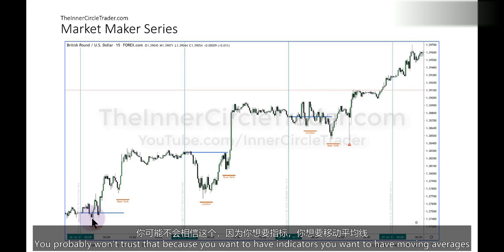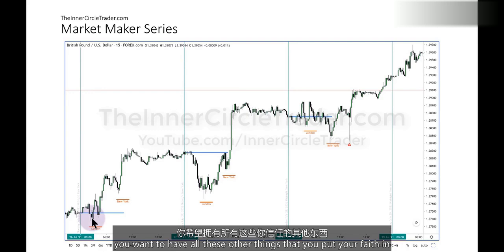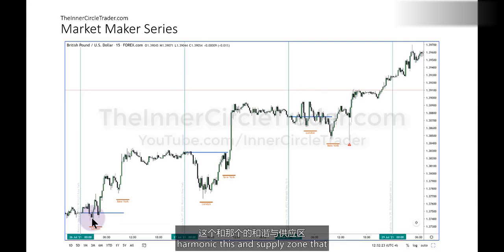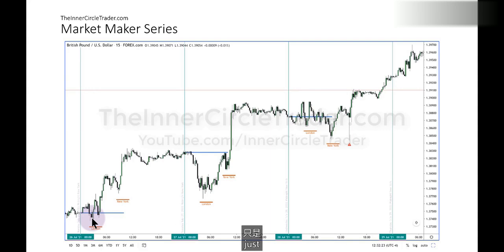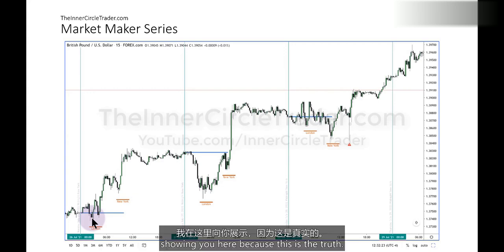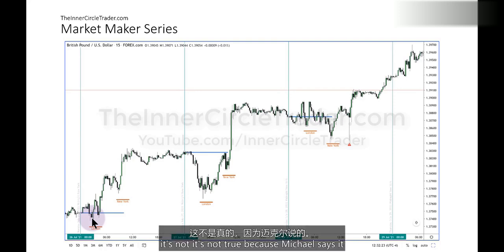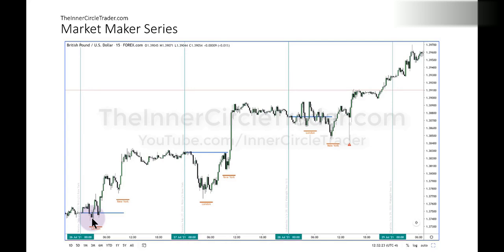Now, you probably won't trust that because you want to have indicators, you want to have moving averages, you want to have all these other things that you put your faith in. All that faith that you have established on retail logic and indicators and harmonic this and supply zone that, just reappropriate those faith tendencies on what I'm showing you here, because this is the truth. It's not about me, okay? It's not true because Michael says it. It's true because this is the truth. And I'm just the sounding board for it, okay?